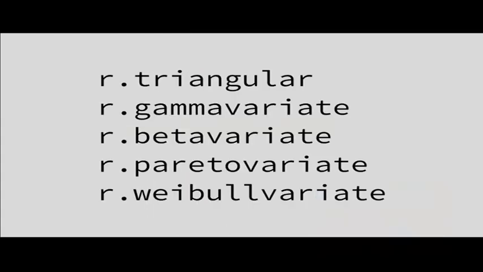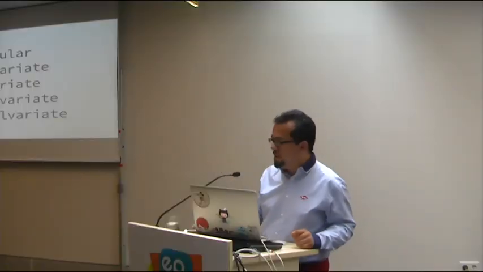And from there, we can get a number of interesting distributions that you might know from science and engineering, like the triangular distribution, gamma and beta distributions, the Pareto distribution or the Weibull distribution that is very popular in engineering because it can be used to approximate the other ones.